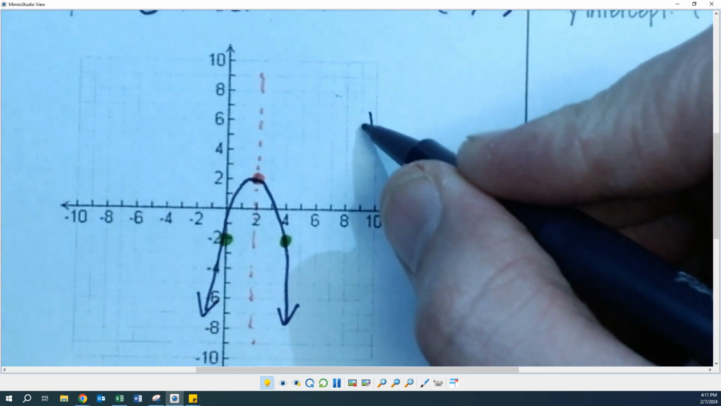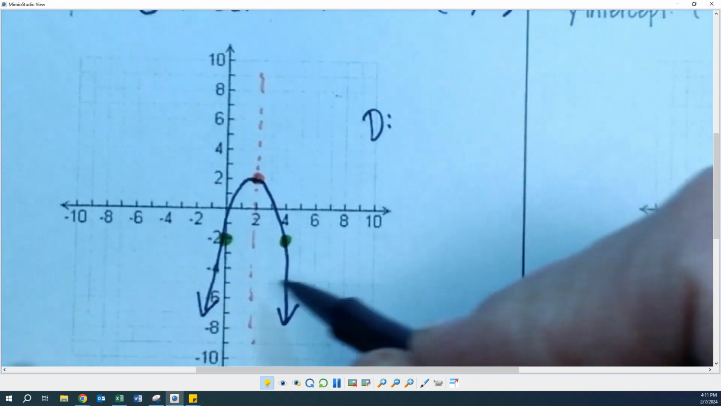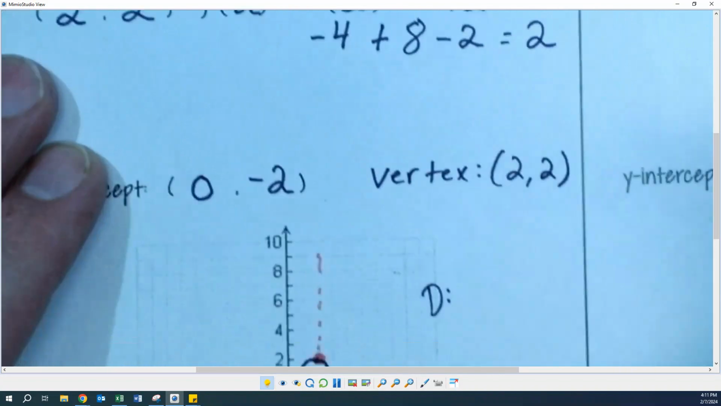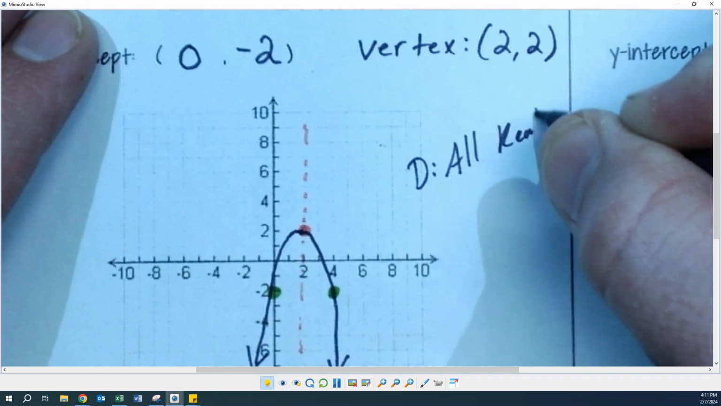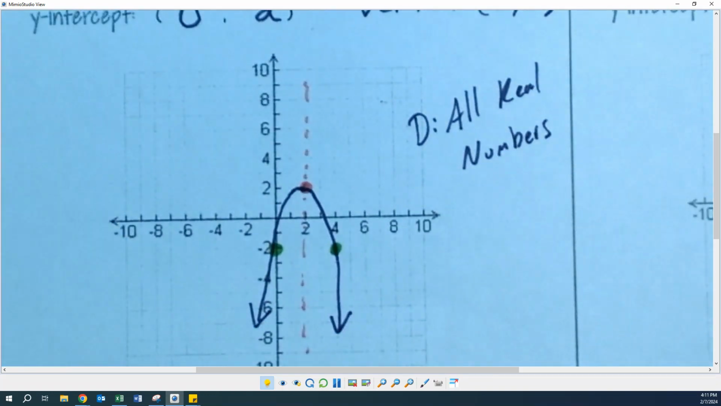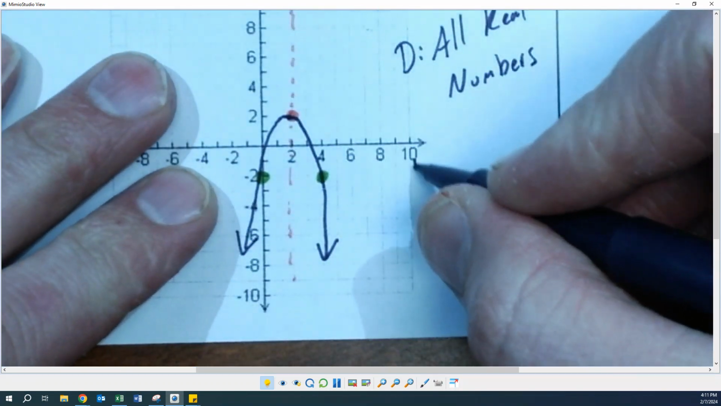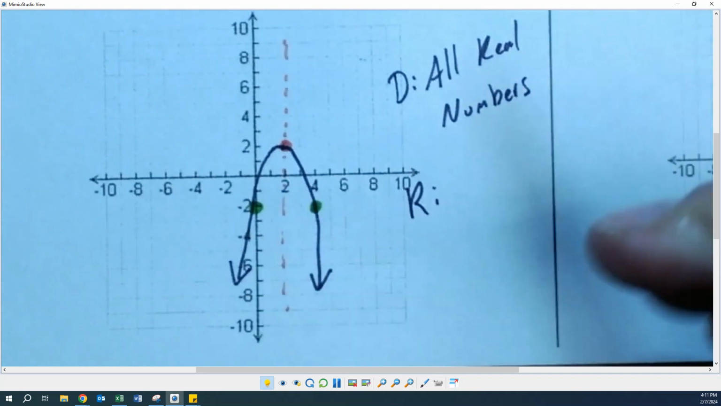We talked a little bit about this in the warm-up. Your domain value. Every x can go into this problem. It does not matter. You can use any x that you want. You can use any real number. So the domain is all real numbers. This will be true as long as there's no restrictions put on the function. A restriction could be something along the lines of someone hitting a baseball, right? So you can't go into the negative if someone hits a baseball.